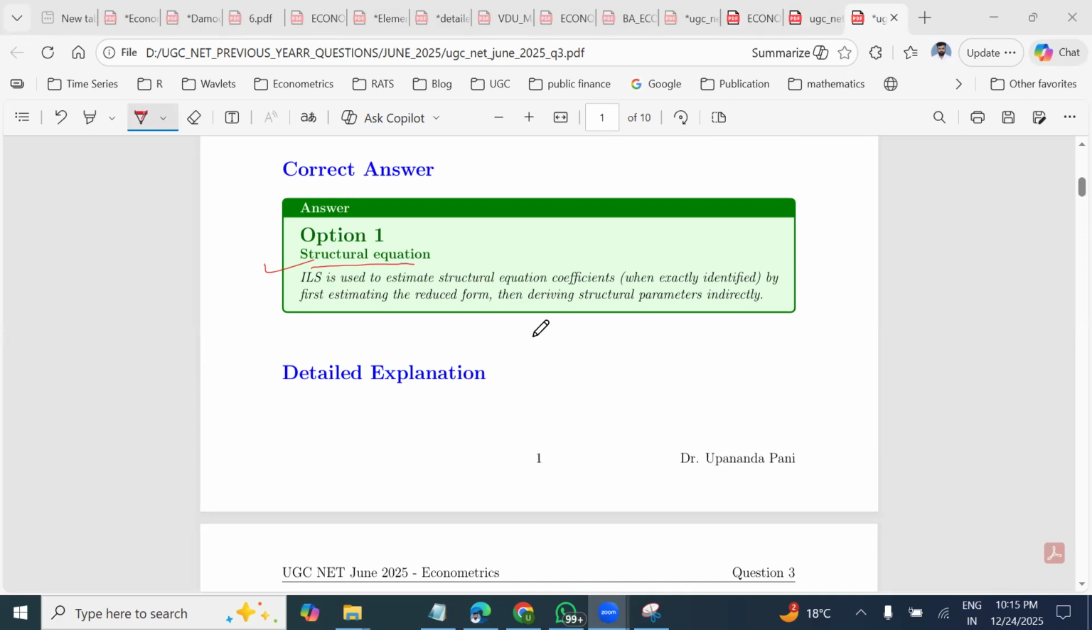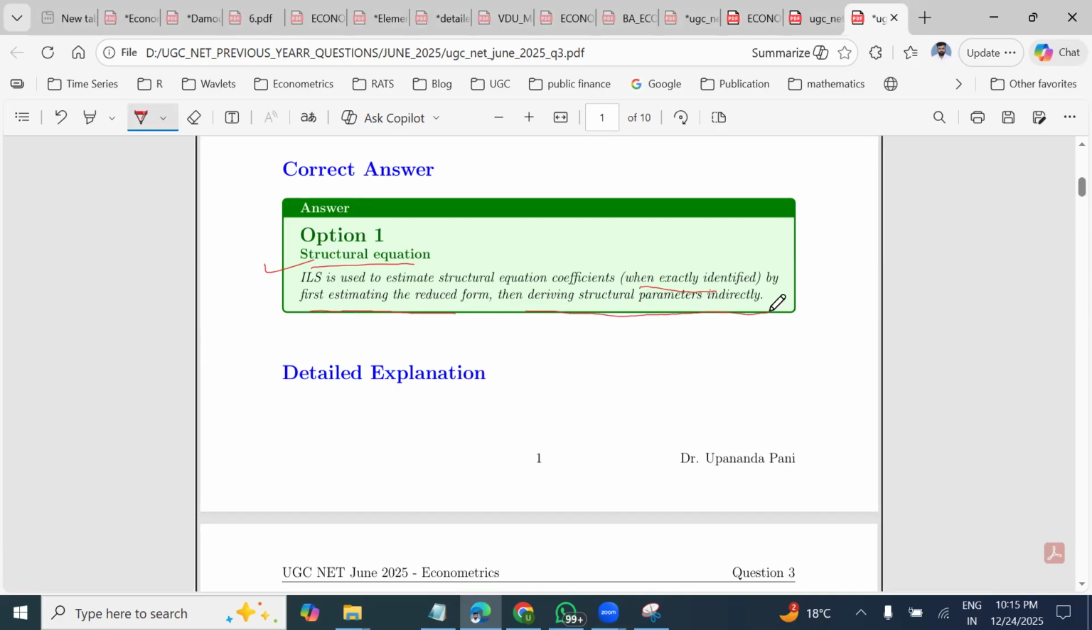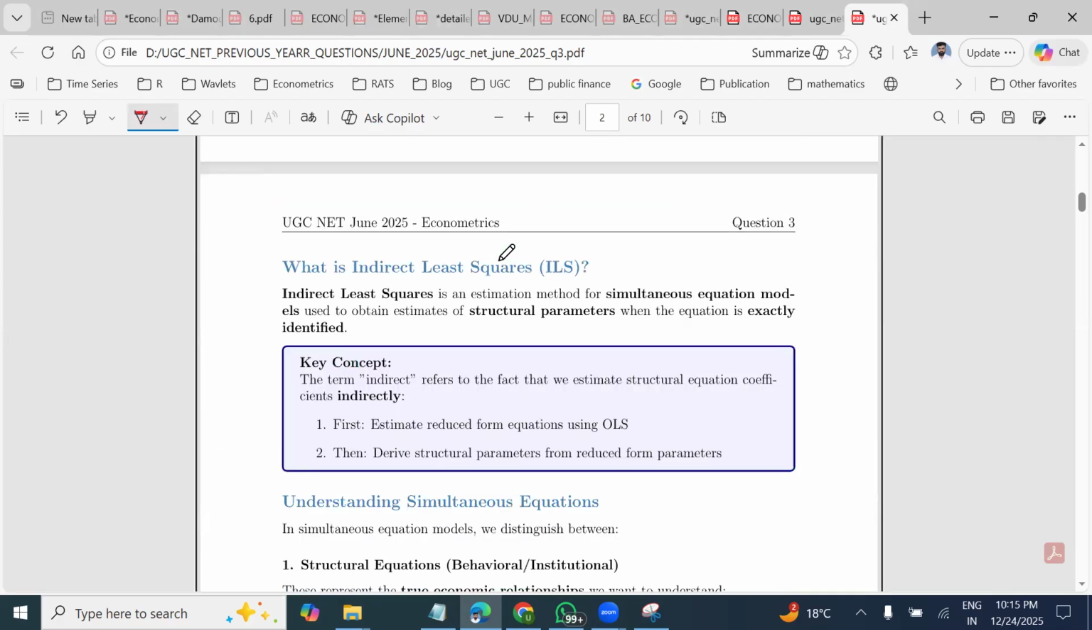Okay, so ILS is used to estimate structural equation coefficients when exactly identified, by first estimating the reduced form, then deriving the structural parameters indirectly. So you can remember that ILS is used to estimate the structural equation coefficients when exactly identified. Okay, so now we'll go for detailed explanation.